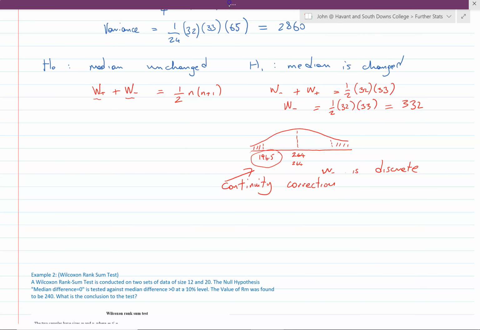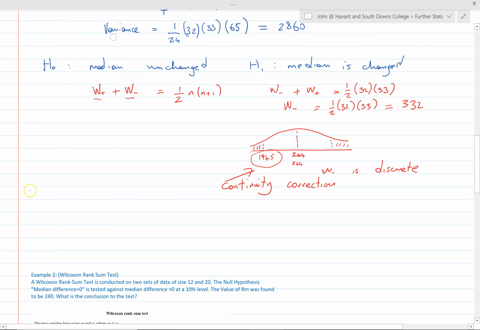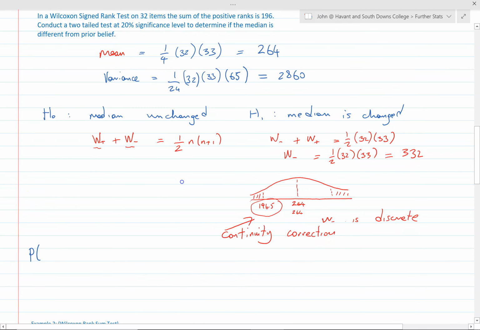So let's just say the probability that the sum of the positive ranks, W plus, is less than or equal to 196, because we're dealing with the original distribution, is equal to, let's define X to be the approximate distribution for W, which has mean 264 and variance 2860. Just to emphasize, the standard deviation is the square root of that.